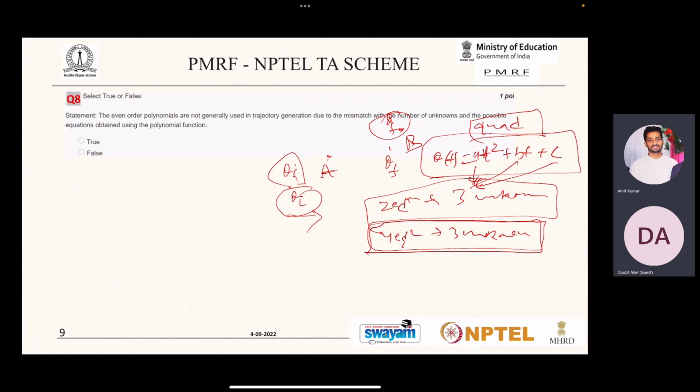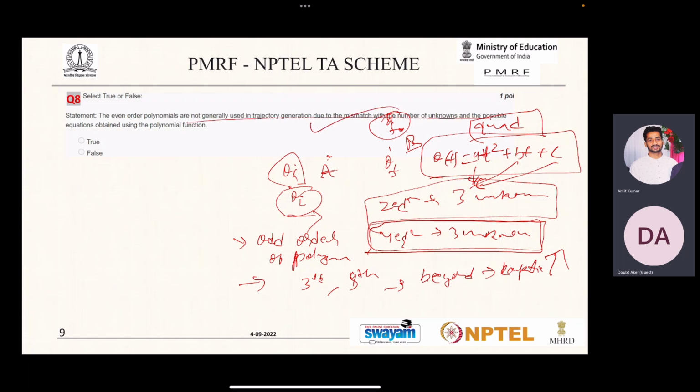So generally, to avoid this, people use odd order polynomials, generally third order or fifth order, and do not go beyond because the computation will increase. So here the even order polynomials are not generally used in trajectory generation due to mismatch. That means whatever we have discussed here is correct, and it is written the same way. So the correct answer for this question is true. There is some kind of mismatch, as we have seen here.